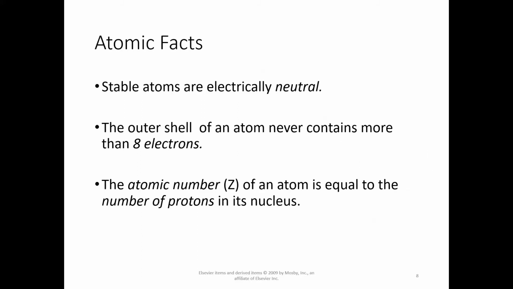Atomic facts. An atom that's stable is electrically neutral. Atoms are inherently unstable if they're not electrically neutral, and any atom that's not electrically neutral will try to become neutral by adding electrons to its shell levels until it has a neutral balance. As I stated earlier, the outer shell of an atom will never contain more than 8 electrons, and the atomic number, capital Z, of an atom is equal to the number of protons in its nucleus.